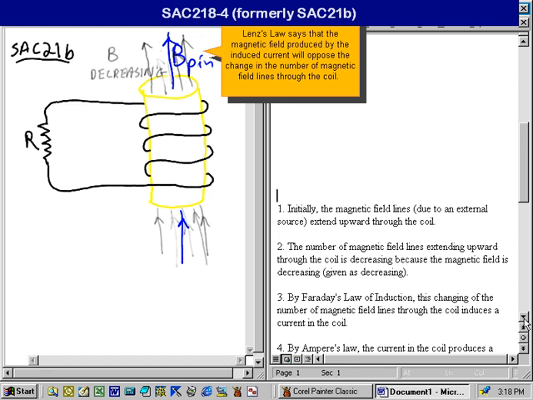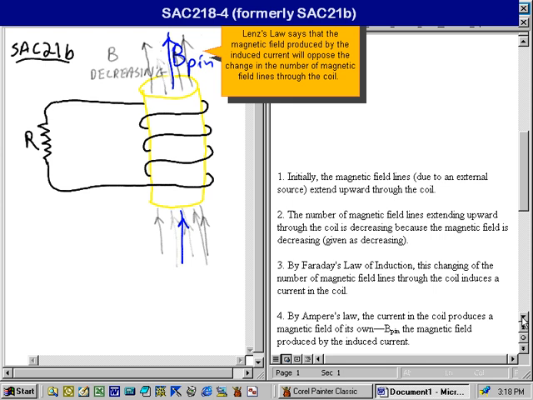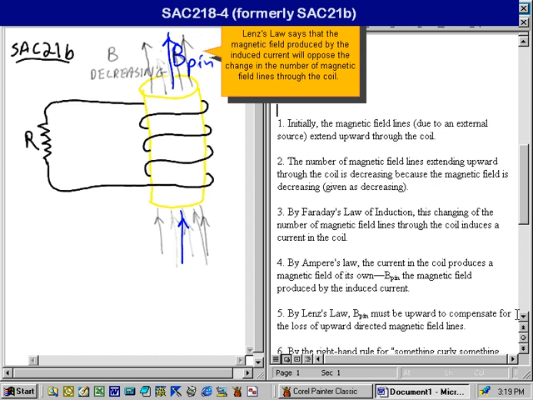Step 3, by Faraday's law of induction, the decrease in the number of upward directed magnetic field lines is going to cause a current to be induced in the coil. By Ampere's law, the current is going to make a magnetic field of its own, and by Lenz's law, B_in, that magnetic field produced by the induced current, has to be in the upward direction to compensate, make up for the loss of upward directed magnetic field lines.